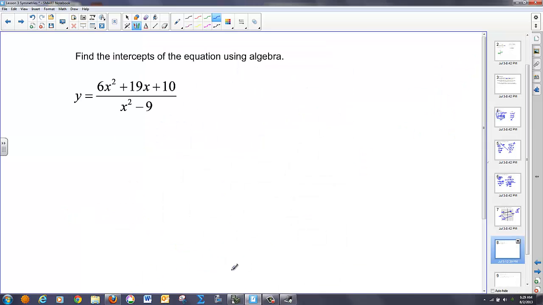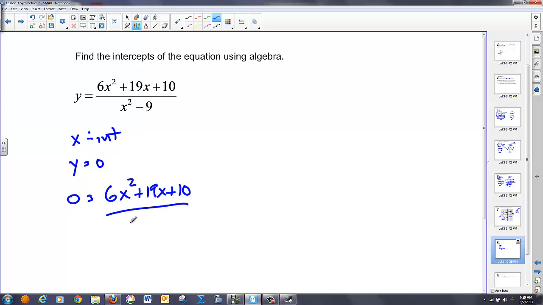A little more practice finding intercepts. We're going to find the x and the y intercept, and as we discussed, I believe it was yesterday, to find your x-intercept, set y equal to 0. So I'm going to do that, and I get 0 is equal to 6x squared plus 19x plus 10 over x squared minus 9. I need to solve for x in this case. If I multiply both sides by x squared minus 9, I just get 0 equals 6x squared plus 19x plus 10.